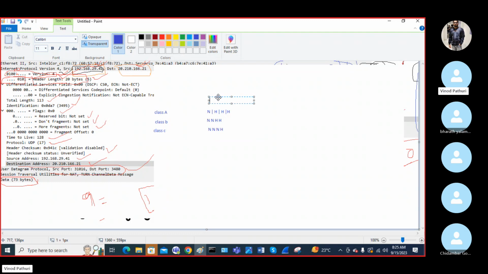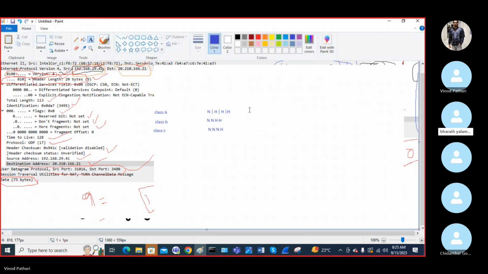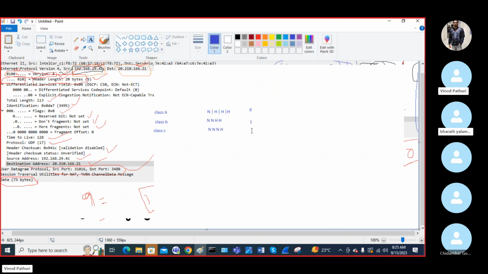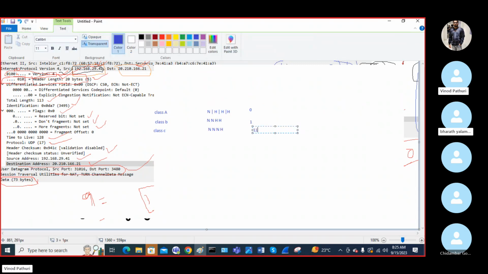So what is the binary flow we will follow? Like 0, 1, 2, right? Like 2 power 0, 2 power 1, and 2 power 2. So 2 power 2 means maybe 1, 1. So we will follow this way.